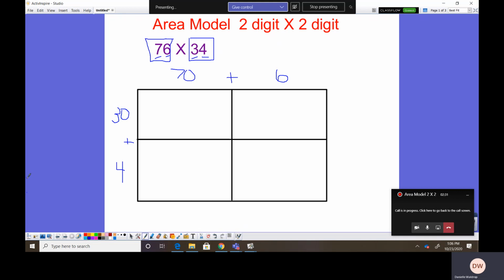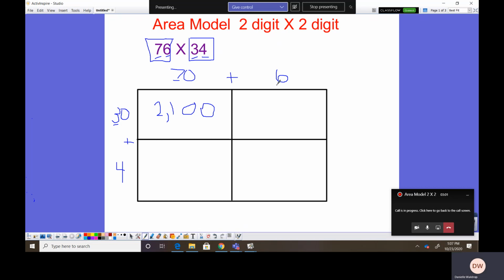Now we start multiplying. Remember, you're going to multiply the top number by the number on the left each time. Okay? So 70 times 30. How many zeros do you see in 70 and 30? That's right. There's 2. Go ahead and put your 2 zeros. And then take care of your fact at the front. 7 times 3 is what? Good. It's 21. Write 21 in front of your zeros. You now have a number of 2,100.